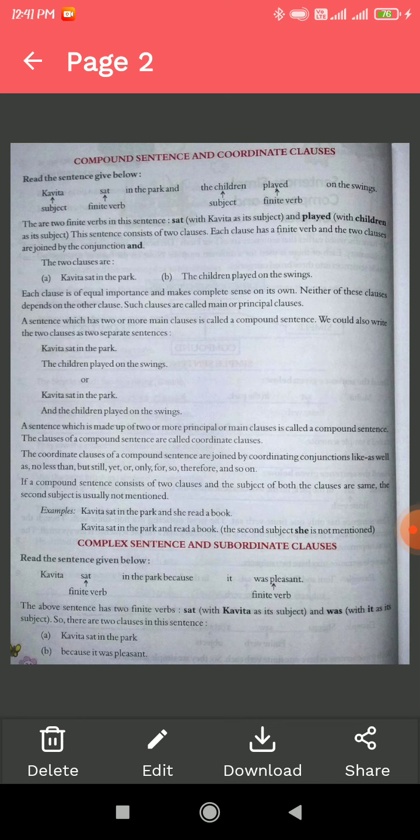Now last, that is the complex sentence and subordinate clause. First of all, see the example: Kavita sat in the park because it was pleasant. We know sat is a finite verb and was is also a finite verb. So there are two clauses, because both verbs have their own subject. Kavita sat in the park, and because it was pleasant. So "it" is the subject, "was" is the finite verb, and "pleasant" is the complement.